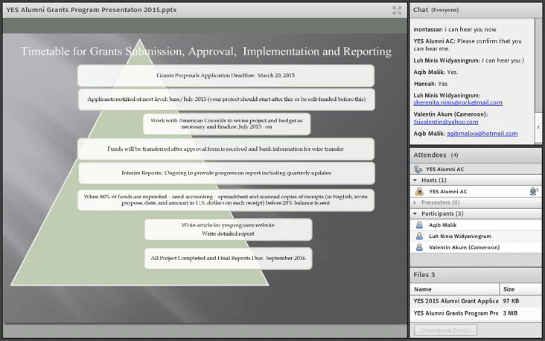Oftentimes, when we receive your project and it's approved, after approval, we will go back and ask you to revise the project or ask you questions about the project. You might be asked to take your budget down or even up if necessary. So you should expect an interaction with us, usually with me.